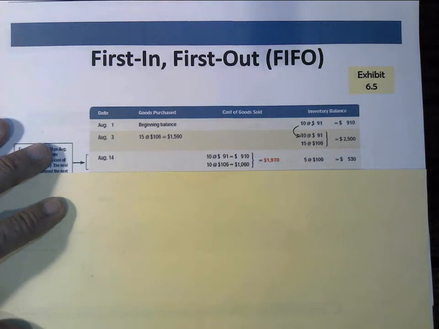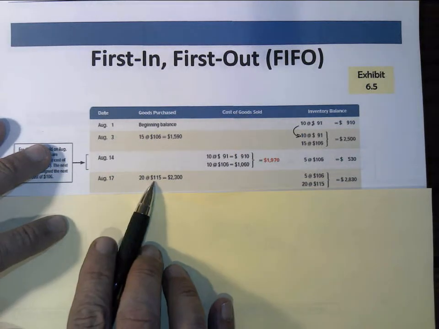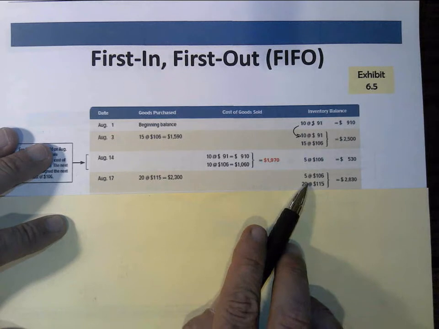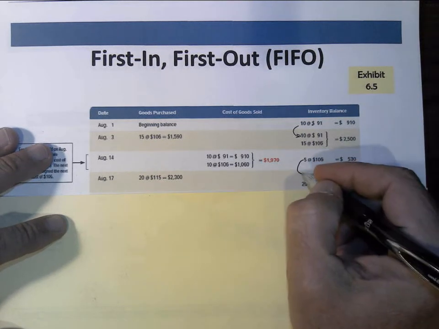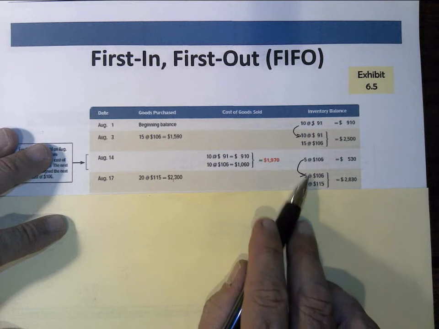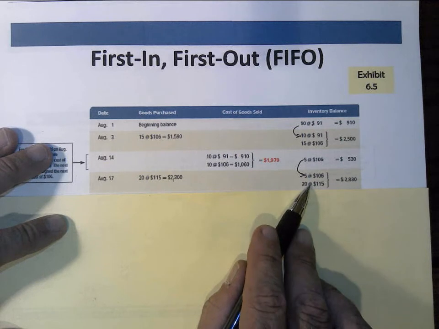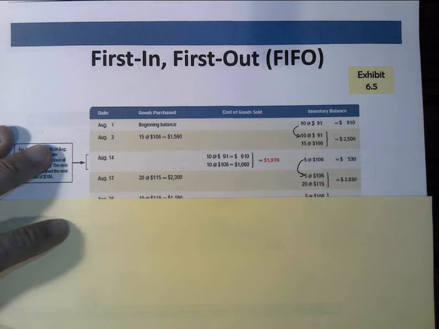Now, the next transaction, I buy 20 units at $115. This happens on August 17th. So if you look at what happens here, I buy the 20 units at $115, right? Now over here, I still own those 5 at $106. So I bring those down, and I bring those new ones right up underneath it. So I have my 2 layers of inventory, my oldest layer, my first layer, and my newest layer, right?